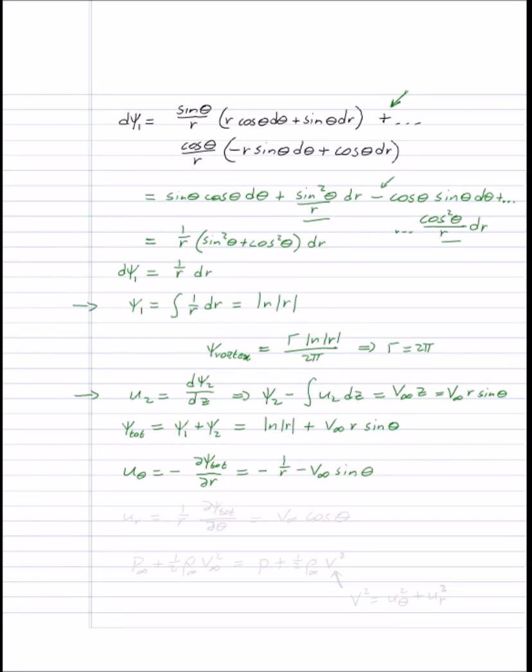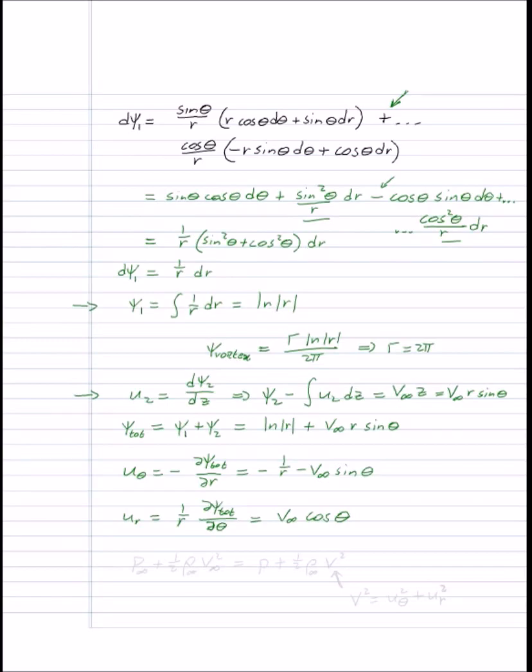We can do the same thing for the radial velocity. So ur is, by definition, 1 divided by r, the derivative of the total stream function to theta. And this is going to be equal to v infinity times the cosine of theta. So you see that the ln of r term vanishes because it's not a function of theta. Okay, so now we've got u theta, we've got ur.